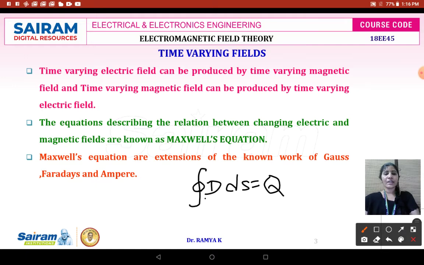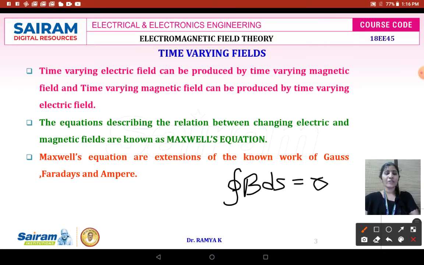It is nothing but the electric flux density coming out from any closed surface is equal to the charge enclosed. It is Gauss's law in electrostatics. In the same way, if you write the Gauss's law in magnetostatics, you can write the magnetic flux density coming out from any closed surface is equal to 0 without violating the rules of the already framed equations.